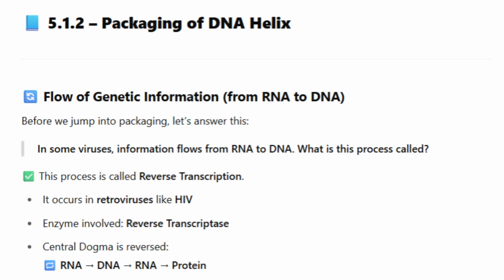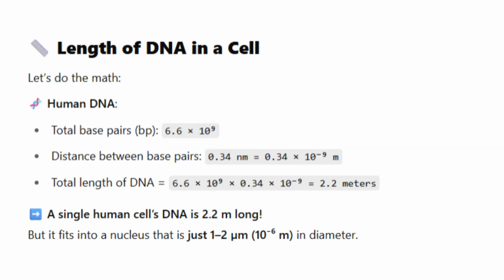5.1.2 Packaging of DNA helix. Flow of genetic information, from RNA to DNA. Before we jump into packaging, let's answer this. In some viruses, information flows from RNA to DNA. What is this process called? This process is called reverse transcription. It occurs in retroviruses like HIV. Enzyme involved: reverse transcriptase. Central dogma is reversed: RNA to DNA to RNA to protein.